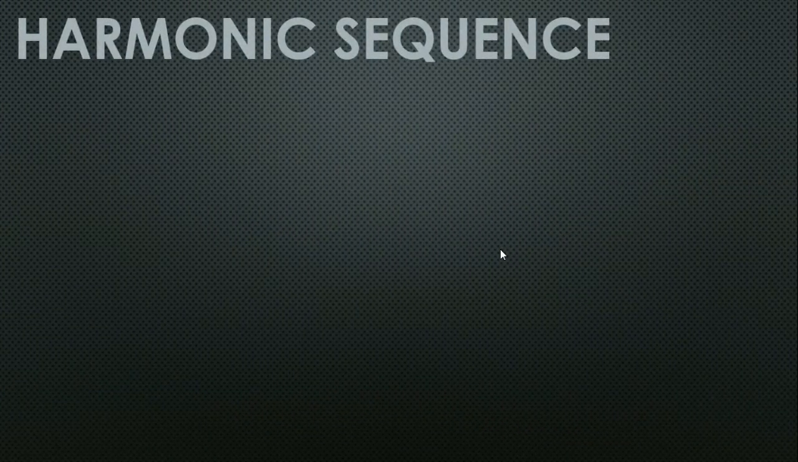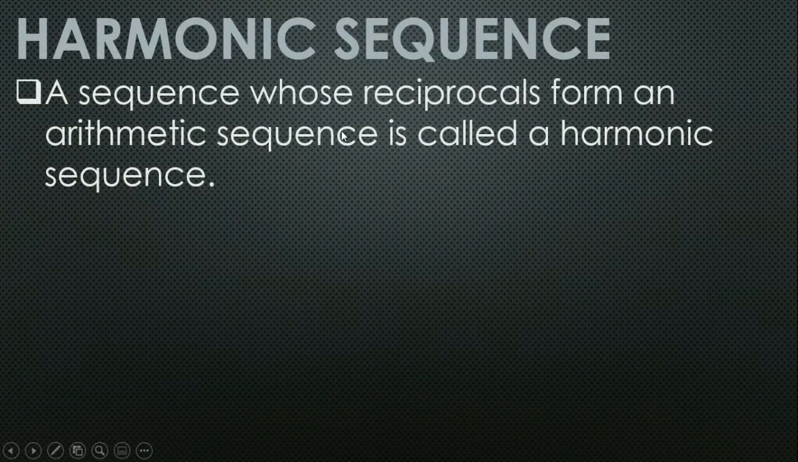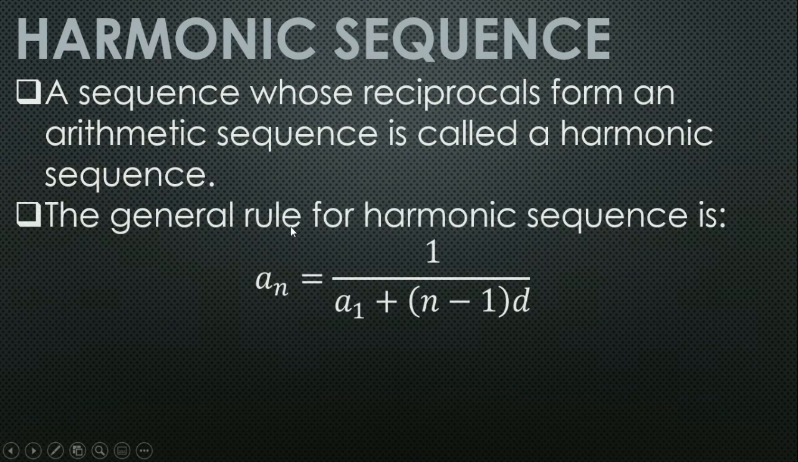For the harmonic sequence, a sequence whose reciprocals form an arithmetic sequence is called a harmonic sequence. The general rule for harmonic sequence is a sub n is equal to 1 all over a sub 1 plus n minus 1 times d. So as you can see, this is the formula in identifying the terms for an arithmetic sequence. So reciprocal, kapag reciprocal na ng arithmetic sequence, harmonic sequence na ang tawag doon.